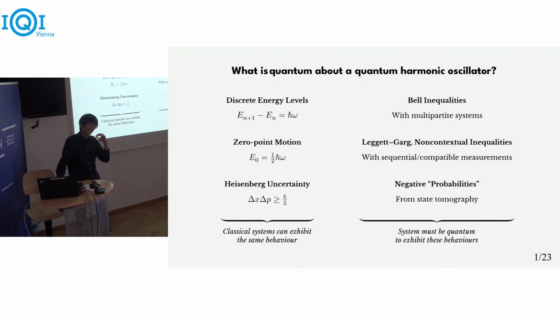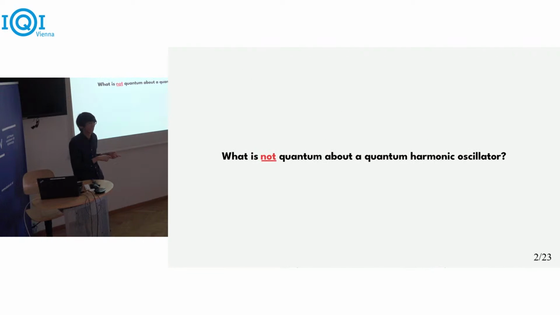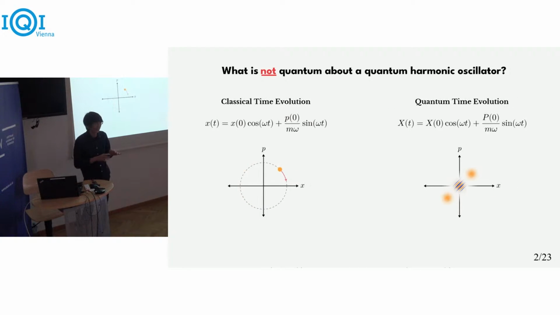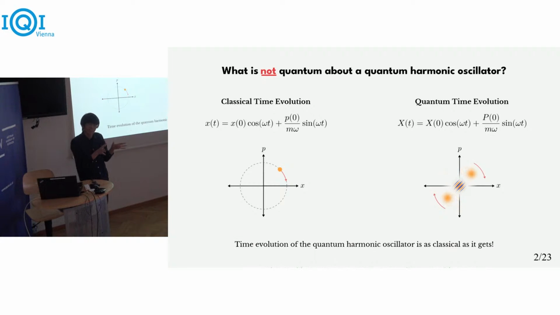And actually, the converse question is also kind of interesting, right? Which is, what is not quantum about the quantum harmonic oscillator? And it's actually its time evolution, right? If you have a classical harmonic oscillator, and the initial state is somewhere there, its evolution in time is just a precession around phase space. And if you have a quantum harmonic oscillator, you can have the fanciest state you want with all the negativities in the middle. But the time evolution is still just a precession around phase space. So the time evolution of a quantum harmonic oscillator is as classical as it gets, right?